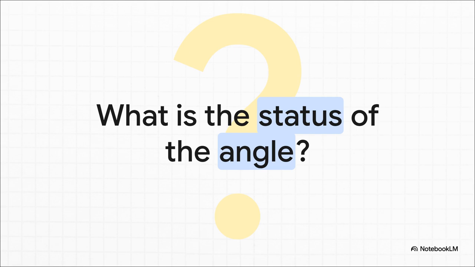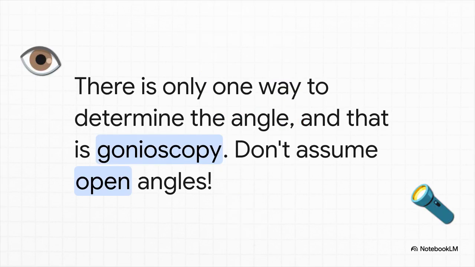Got it? The answer is, what is the status of the angle? Is it open or is it closed? And let me be incredibly clear here, speaking to you as your virtual residency director. There is only one acceptable way to determine the status of that angle, and it is gonioscopy. You must put the lens on the eye. Never ever just look at a patient's anterior chamber depth at the slit lamp and simply assume their angle is open. You have to prove it with gonioscopy. That is a hard, non-negotiable clinical rule.